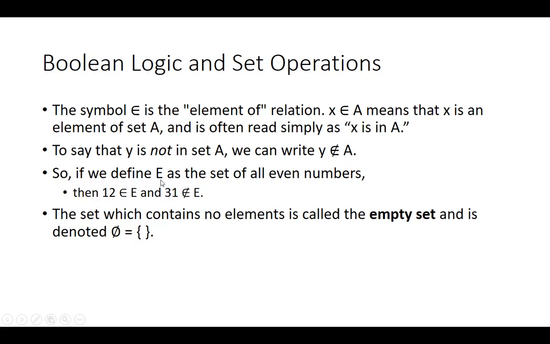So if we define capital E as the set of all even numbers, then 12 is an element of E, and 31 is not an element of E. The set which contains no elements is called the empty set and is denoted by a 0 with a slash through it, or just empty set braces with nothing inside.